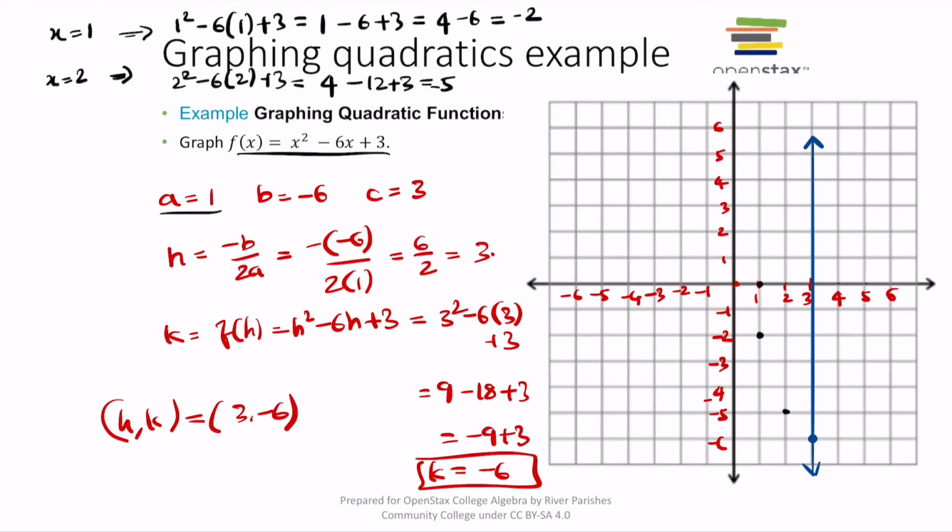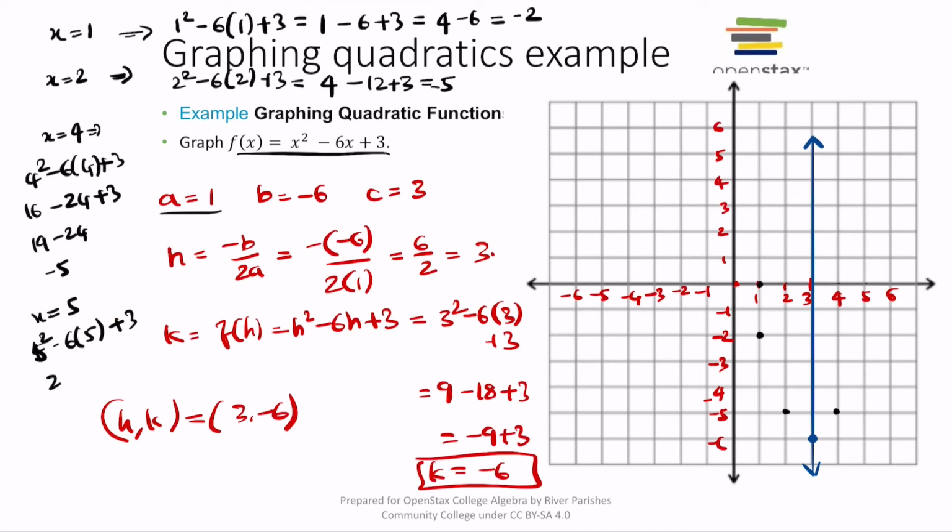Next, for 4, substitute x equal to 4. We get 4 square minus 6 times 4 plus 3, which is 16 minus 24 plus 3. So 16 plus 3 is 19, minus 24 is -5. In the same way, x equal to 5 becomes 5 square minus 6 times 5 plus 3, which is 25 minus 30 plus 3. So 25 plus 3 is 28, minus 30 is -2.